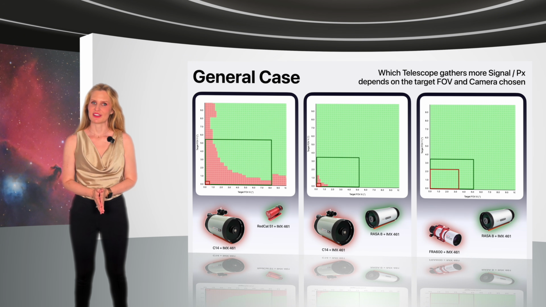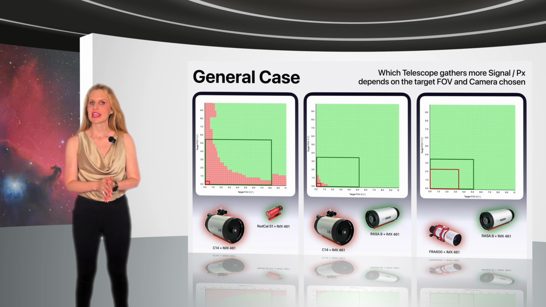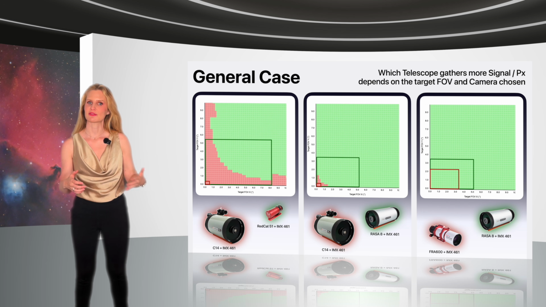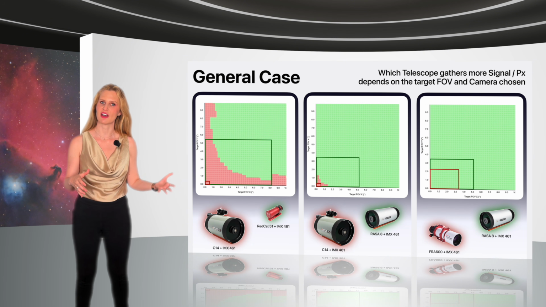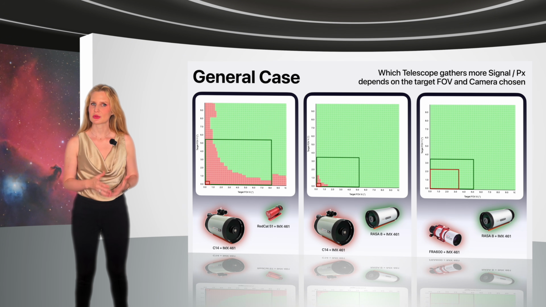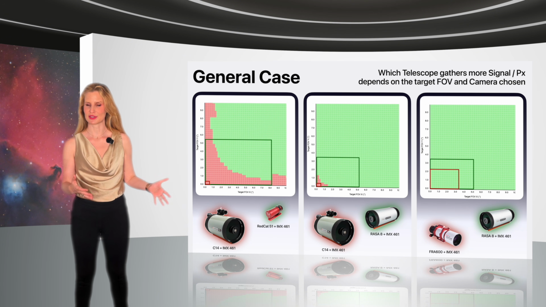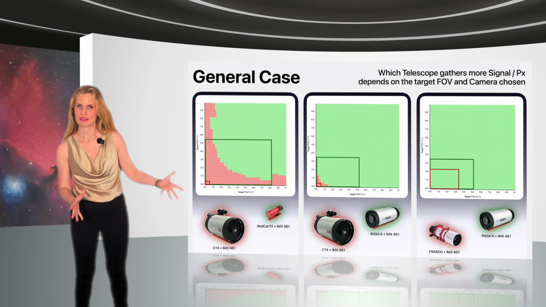Now let's push it further. Let's compare the same f11 C14 to RASA 8 at f2. Again, both using full-frame sensors. In this case, the RASA has the advantage of not only being much faster, but also having a larger aperture than the RedCat, so it performs better in more scenarios.